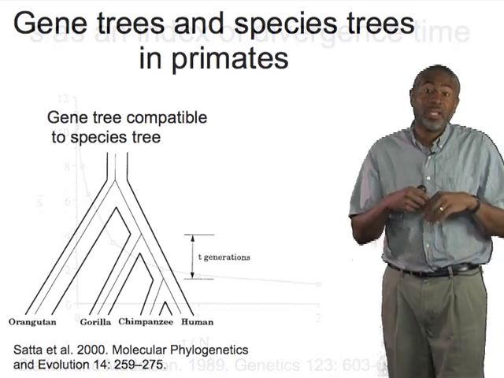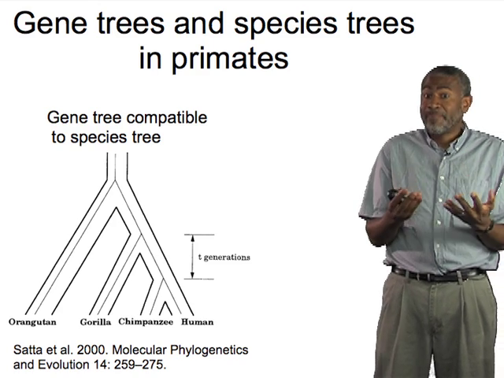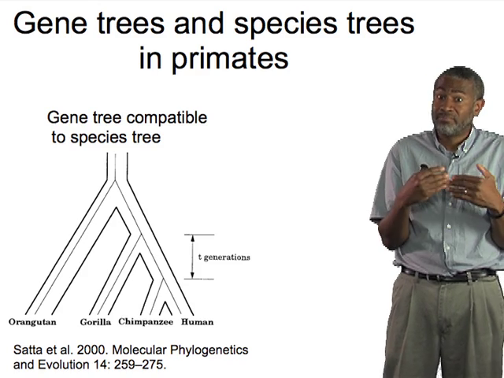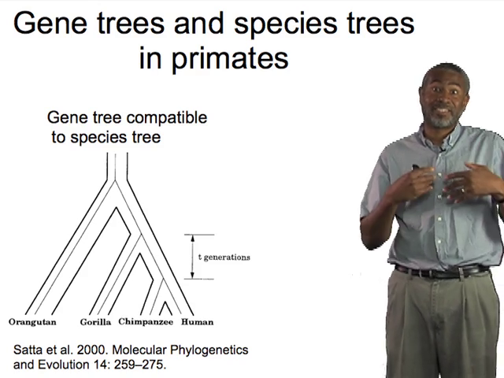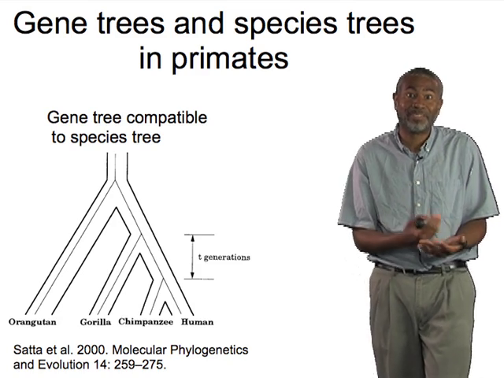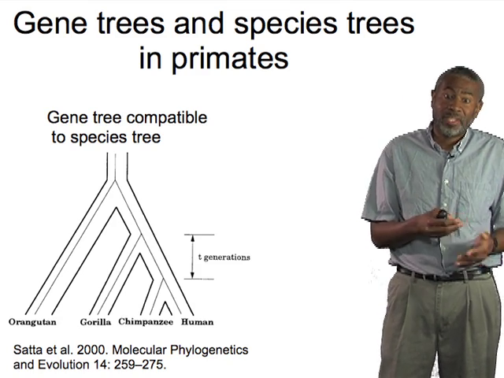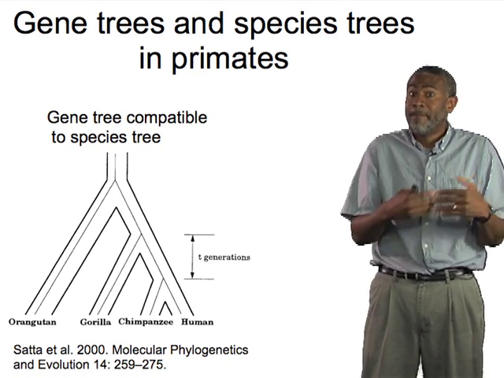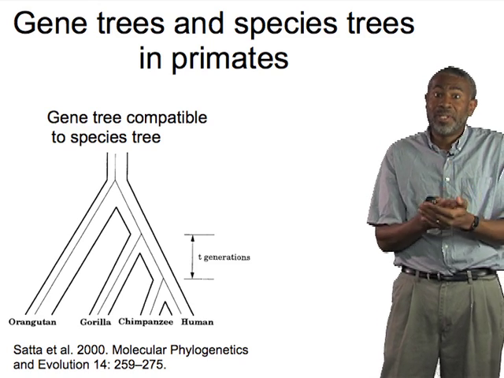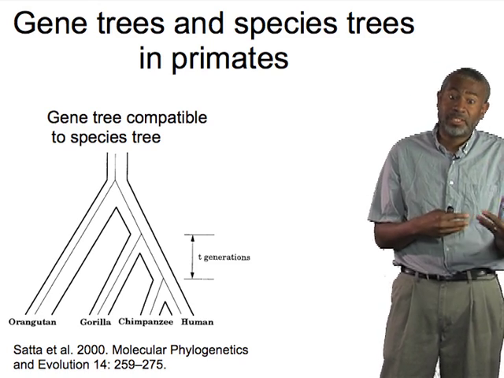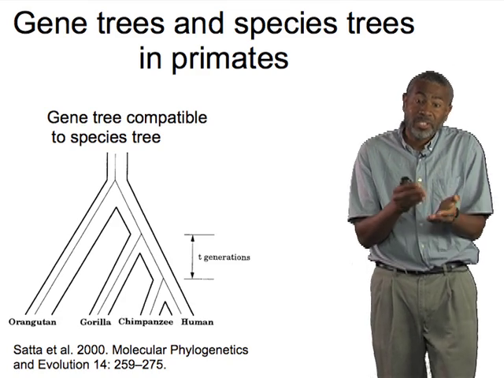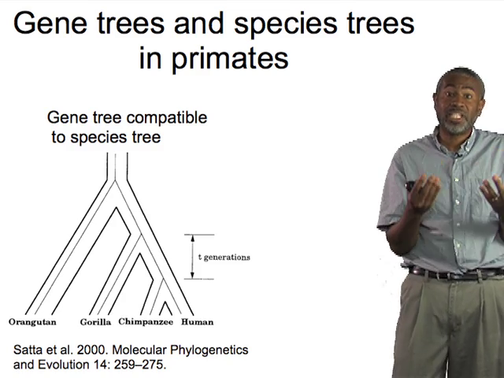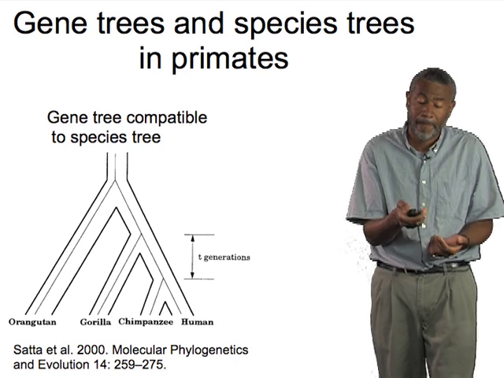Okay? Here's an example from primates, where we're going to actually see a discordance between the gene tree and the population tree in real data. And in fact, data that's very close to our hearts because it involves humans. Here is a gene tree embedded within the actual population history. What you can see is that the gene tree matches the species tree. Humans and chimpanzees are most closely related, followed by gorillas and orangutans. You can see that we've looked at the number of generations between these splits, indicated by T. So we have a gene tree that is compatible with the species tree.